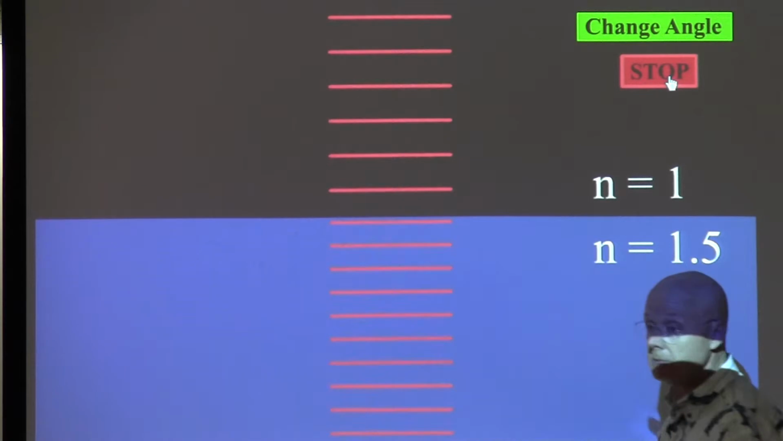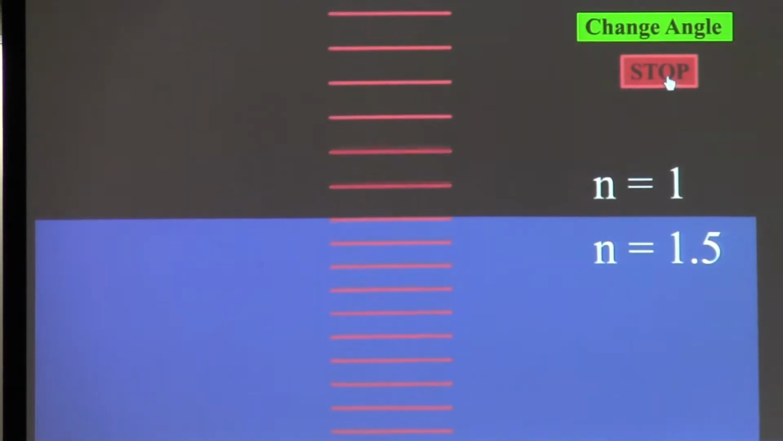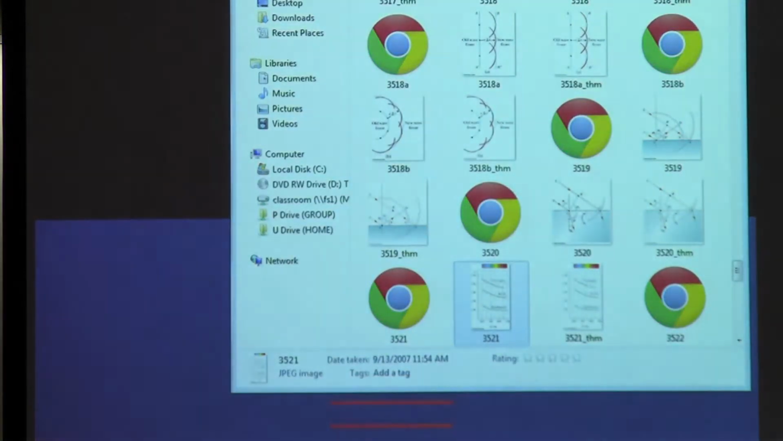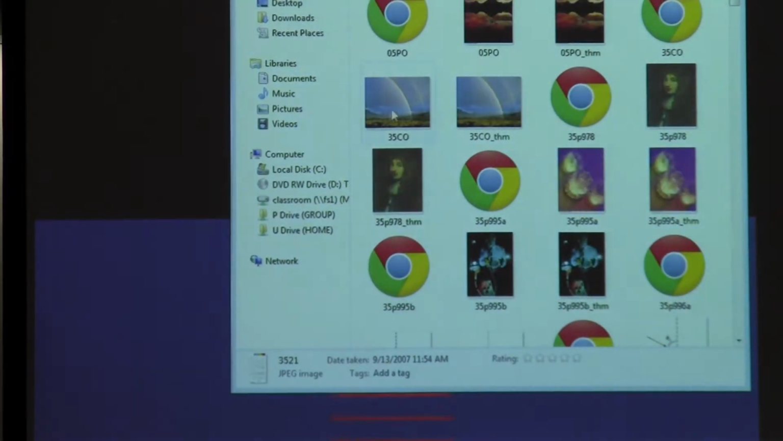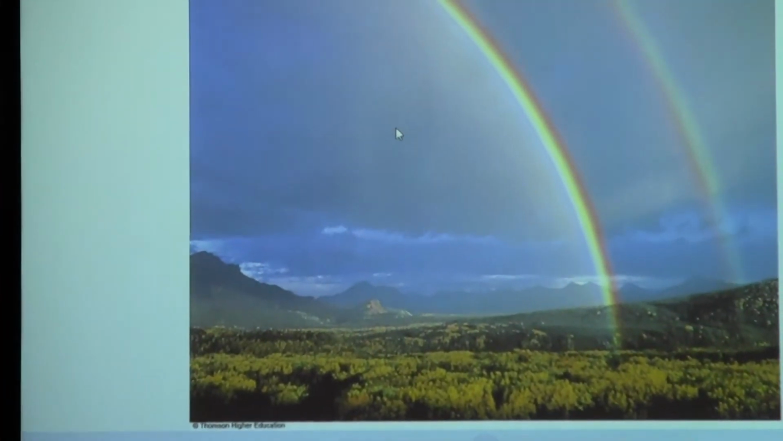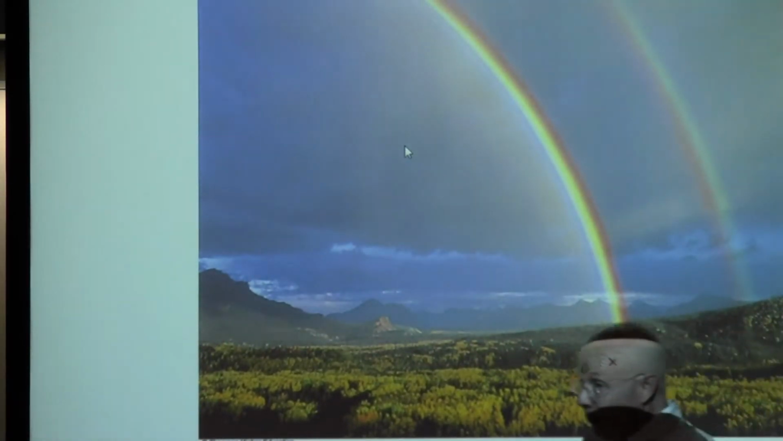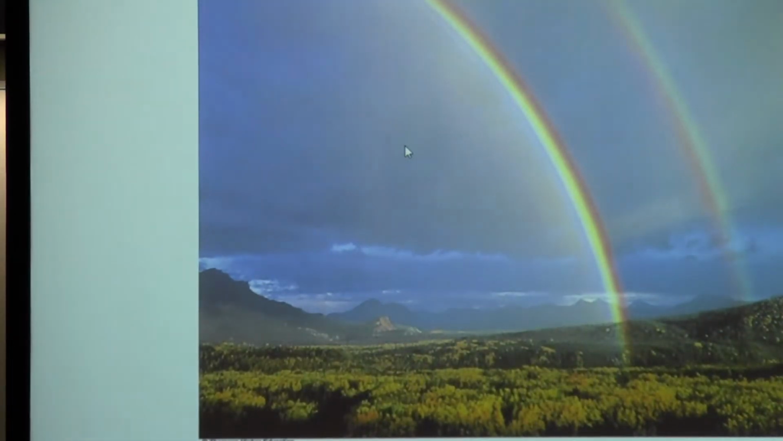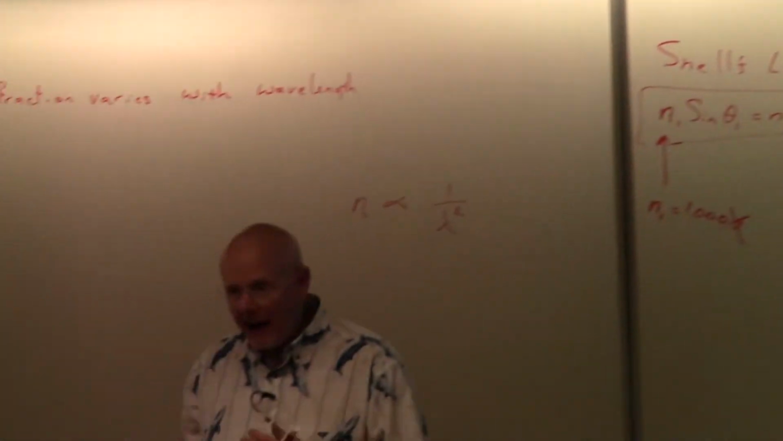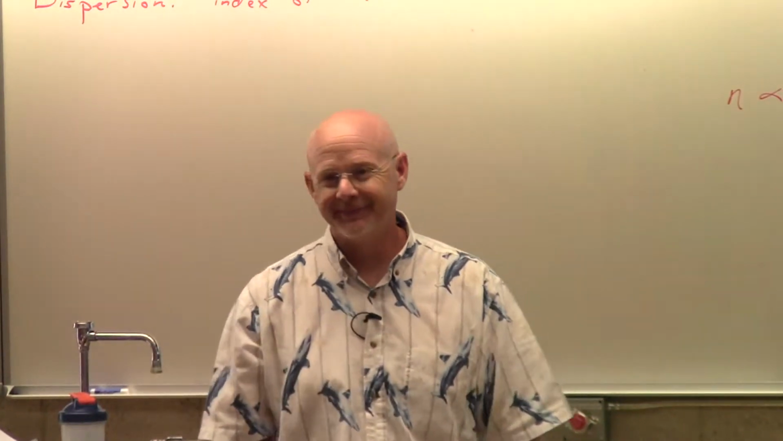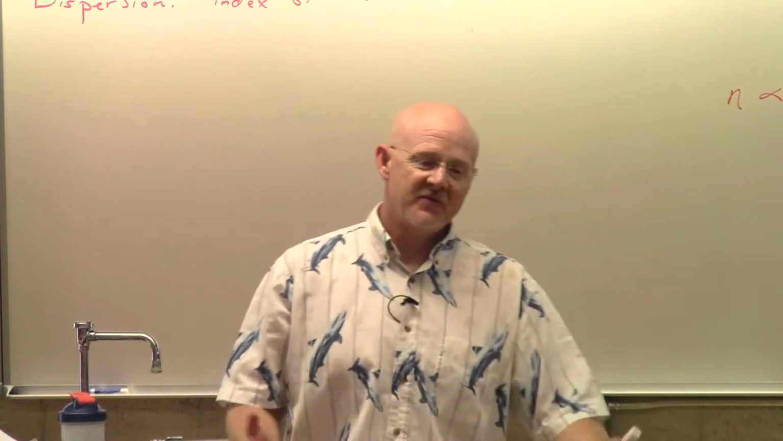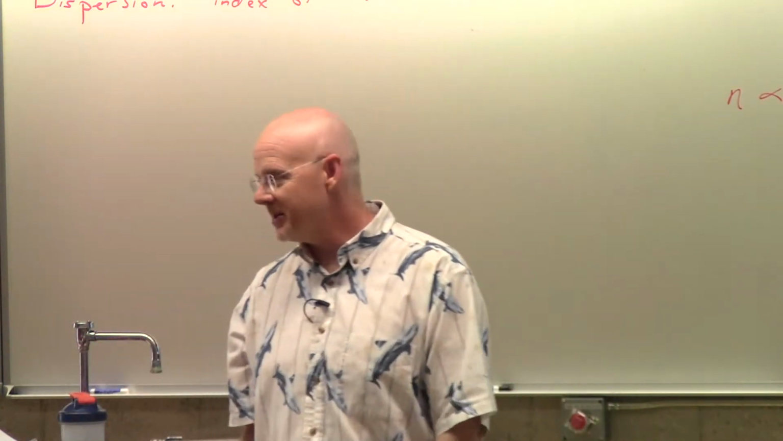Yeah. Now, the reason I wanted to show you dispersion is you're probably most common with dispersion in this fashion. You've probably seen this, right? A rainbow. This happens to be a double rainbow. But how does nature make a rainbow? Yeah, it's dispersion. That's exactly what it is.